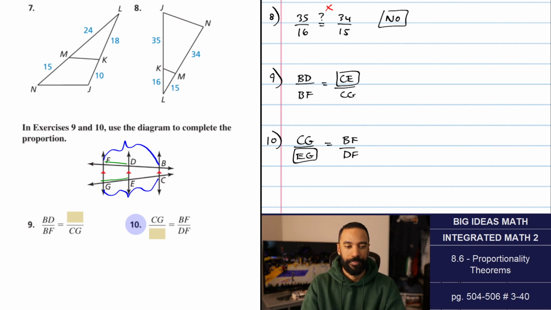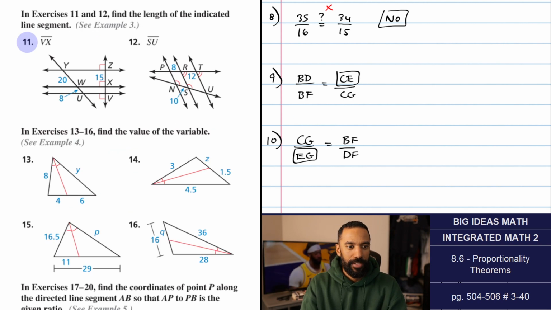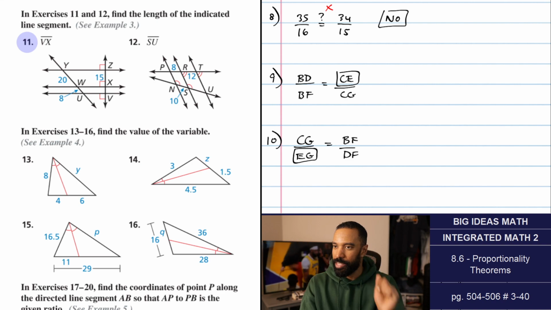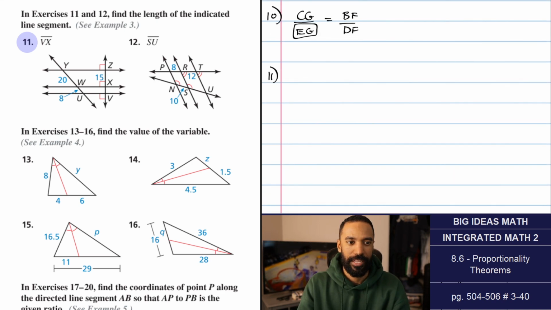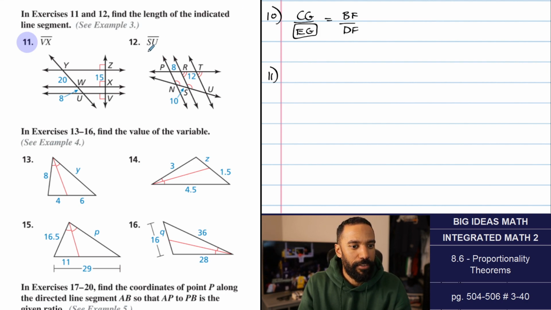Yeah, totally. All right, let's move forward. Numbers 11 and 12, find the length of the indicated line segment. Basically, still based off some of that side splitter theorem stuff. So they want to find the length of segment VX.